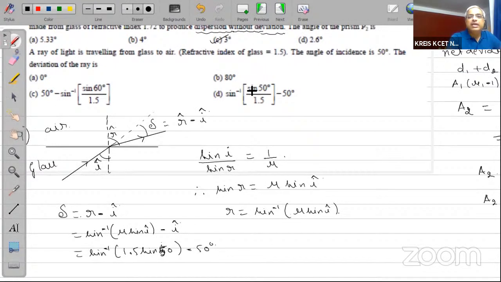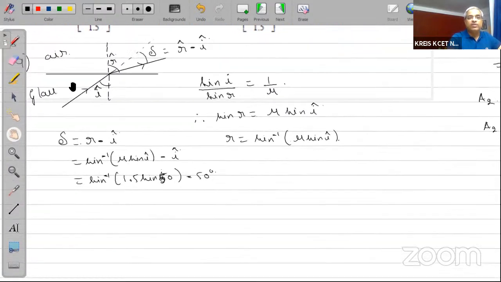There is a small mistake in the options here. This should have been into 1.5. Make it 1.5 sin 50 minus 50 degree, and therefore the answer to this question should be D. Sorry, I think they have given the same value, so I think we'll have to find out that value and do it.